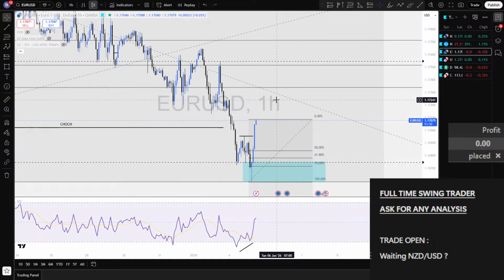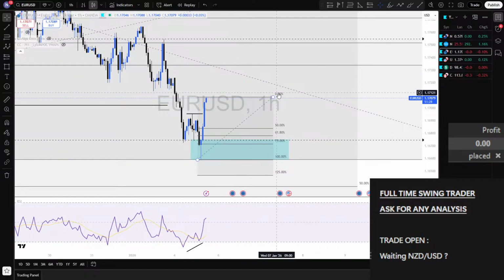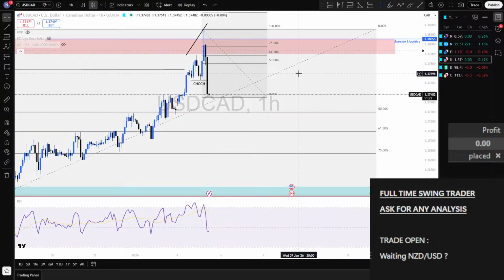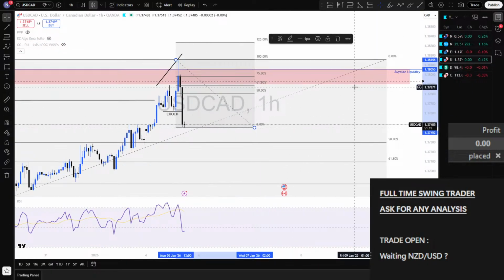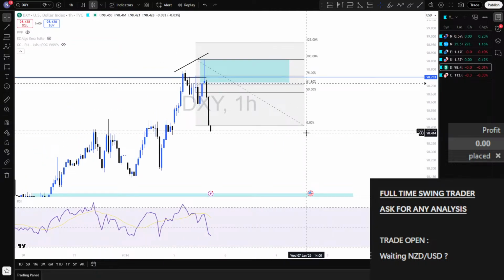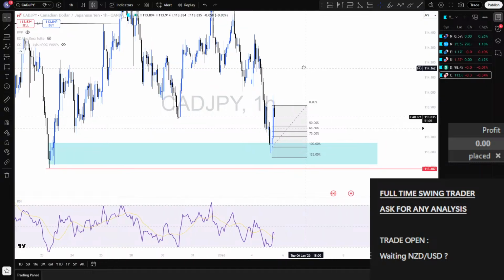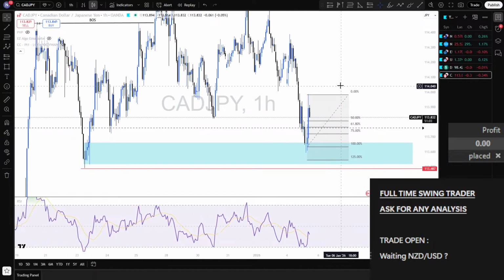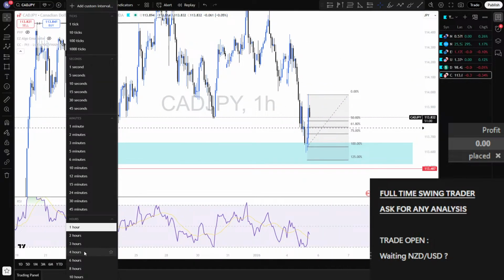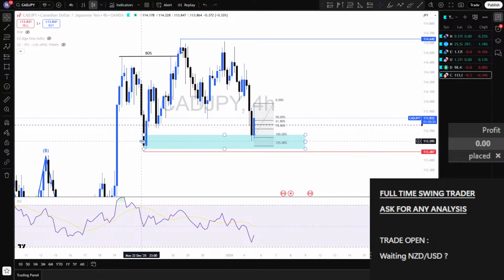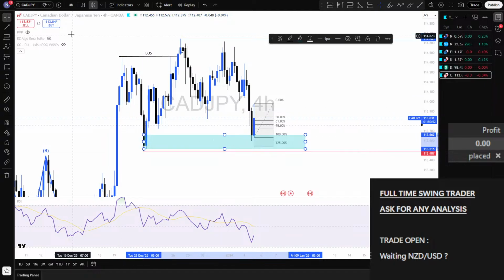And Euro USD, I'm waiting for a pullback there. And you have USD CAD who have the same. And you have DXY who have the same basically. And you have also CAD JPY maybe. Same, you know. Current structure 4 hour. It filled everything. It filled the last unfilled POI in 1 hour here.